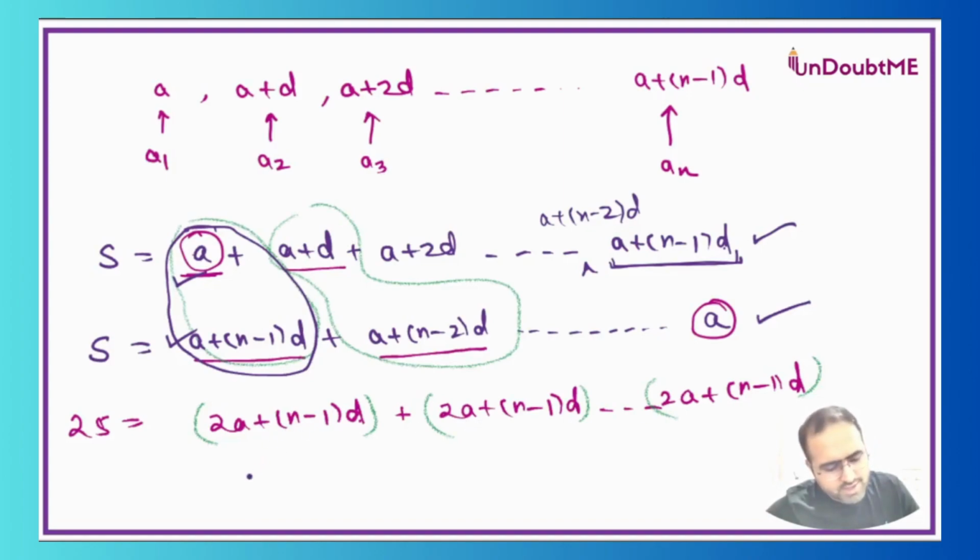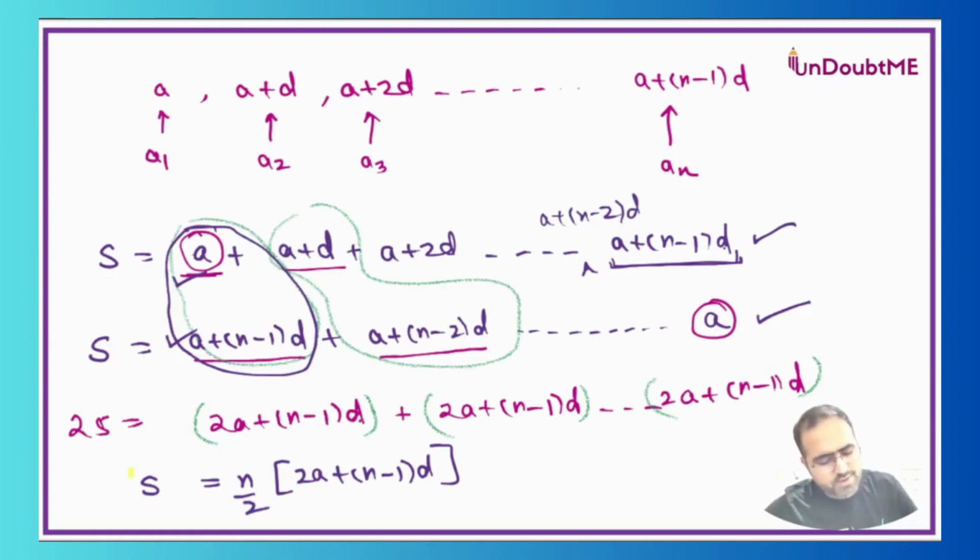So this can be written as n times 2a plus n minus 1 d, and that is equal to 2s. So finally the value of s will be n by 2, times 2a plus n minus 1 d. This is how we find the sum of n terms for an arithmetic progression.